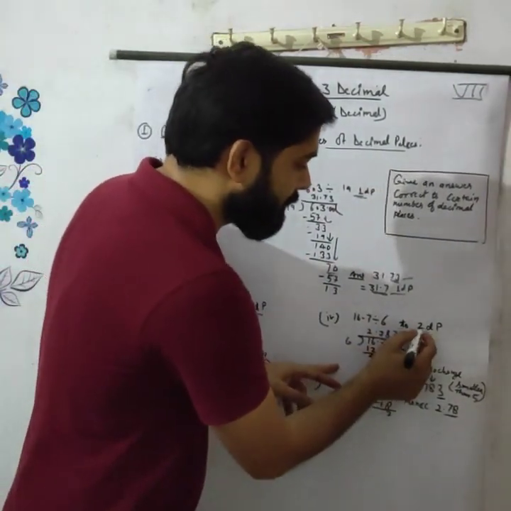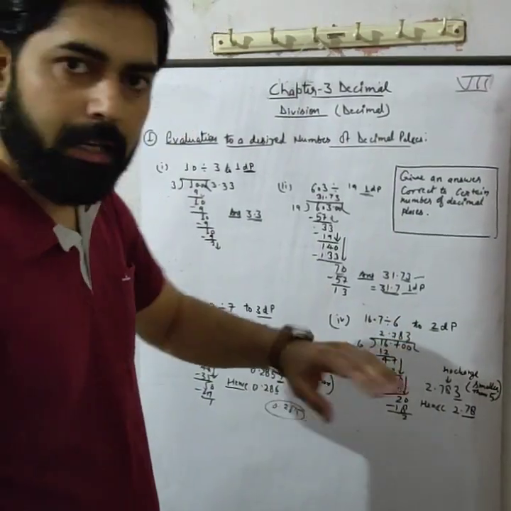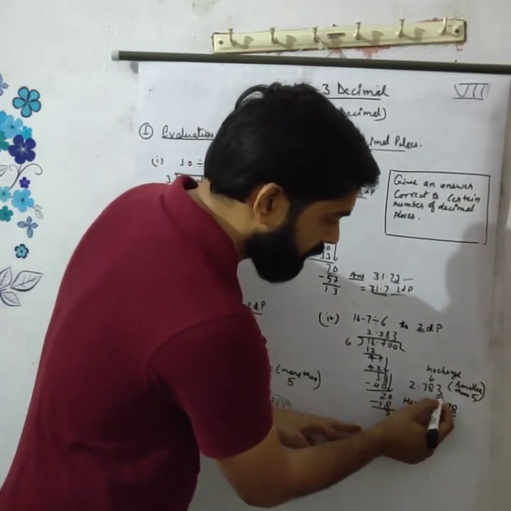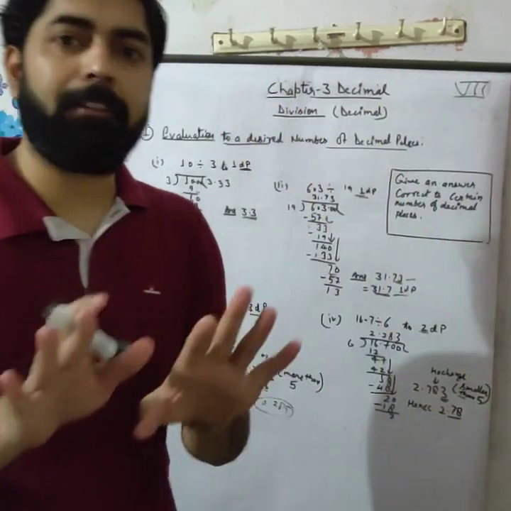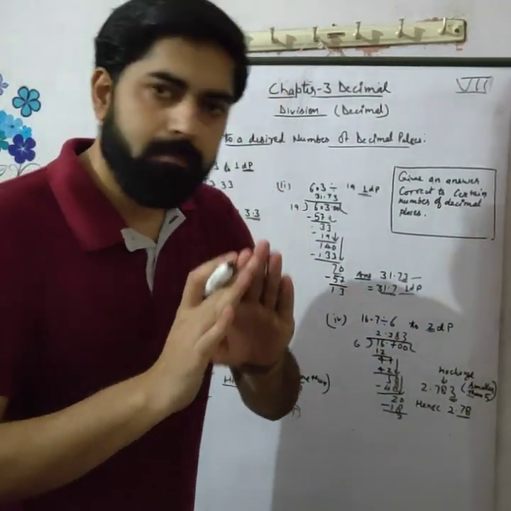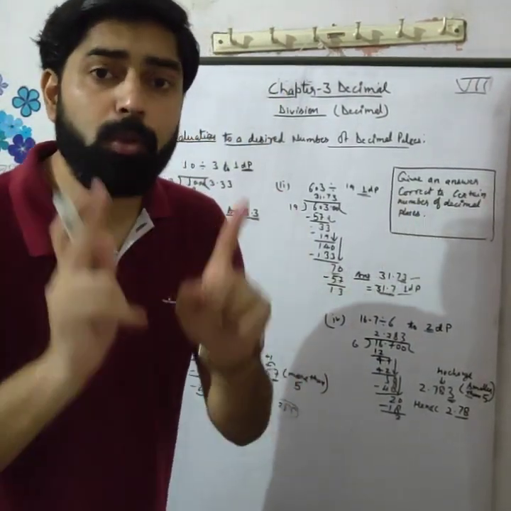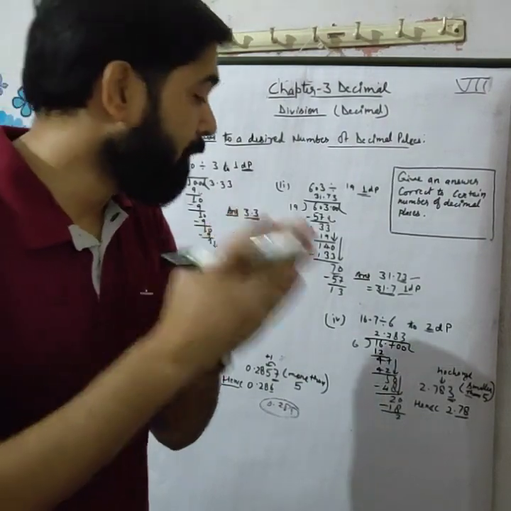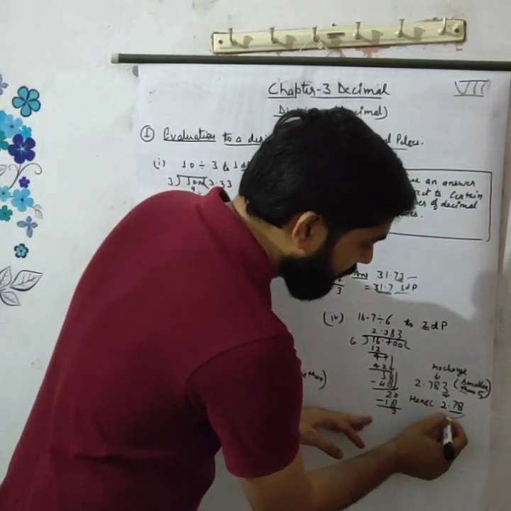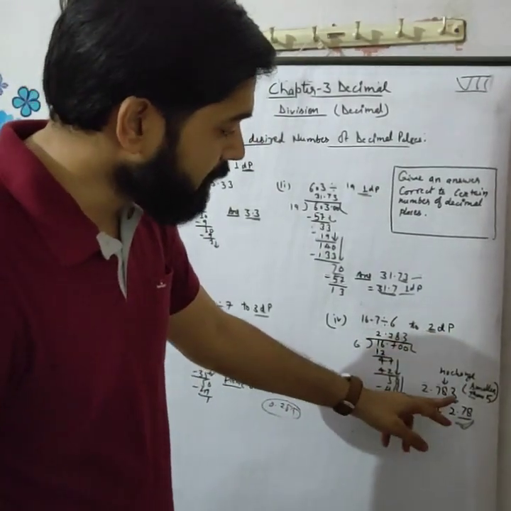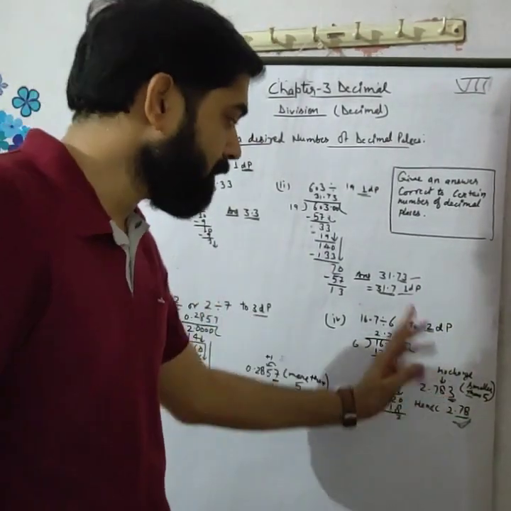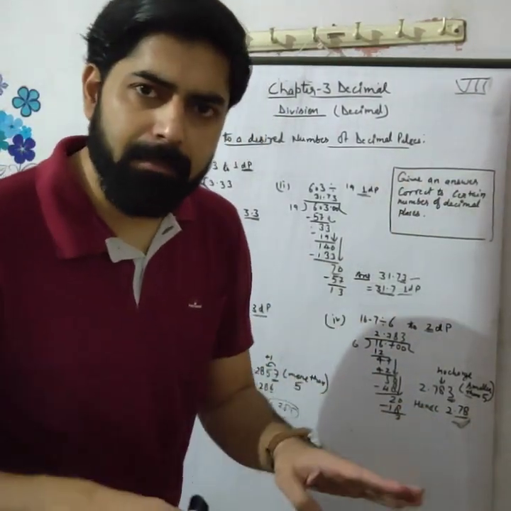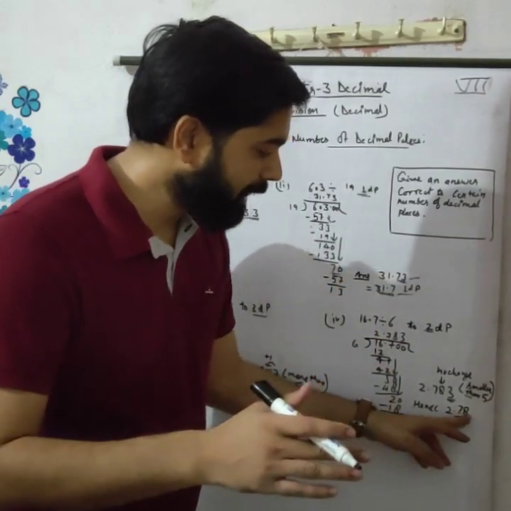2.783. But the question asks only for 2 decimal places. If 2 decimal places are asked, you find the answer up to 3 decimal places. Then look here, what is that? 3, and 3 is smaller than 5. So the value will be the same up to 2 decimal places. We cannot change it and we cannot add 1 in the second decimal place. So the answer will be 2.78. Suppose here is a 6, then we can add 1 to the 8; otherwise the value will be the same. Then we write the same value 2.78, and this is the answer.